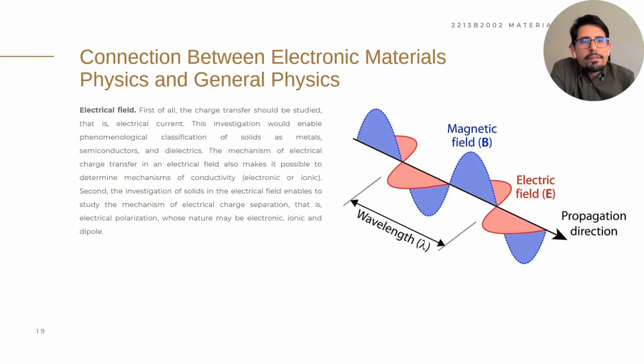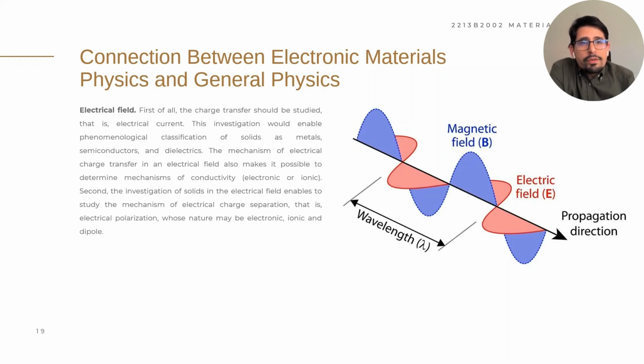When an electrical field is applied to a solid, it influences charge carriers, electrons, and ions, leading to the classification of materials as conductors, semiconductors, or insulators based on their response. Charge transfer mechanisms vary. Electronic conduction occurs in metals and semiconductors, where free electrons move under an applied field. Ionic conduction happens in certain materials like electrolytes, where ions migrate.